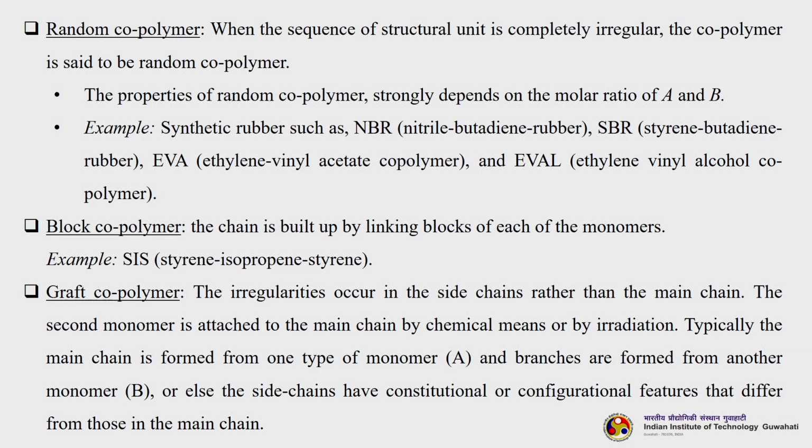The next is the graft copolymer. Here the irregularities occur in the side chains rather than the main chain. The second monomer is attached to the main chain by chemical means or irradiation. Typically the main chain is formed from one monomer and branches are formed from another monomer, and the side chains have constitutional or configurational features that differ from those in the main chain. Basically, two different monomers are fused together to get a graft copolymer.